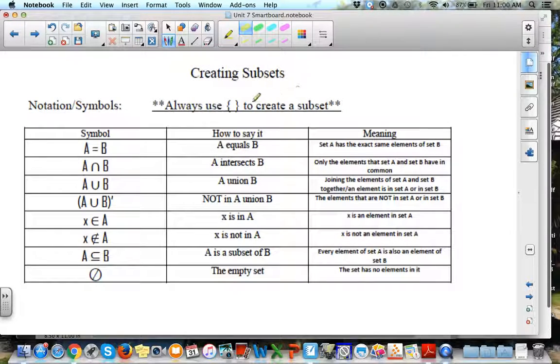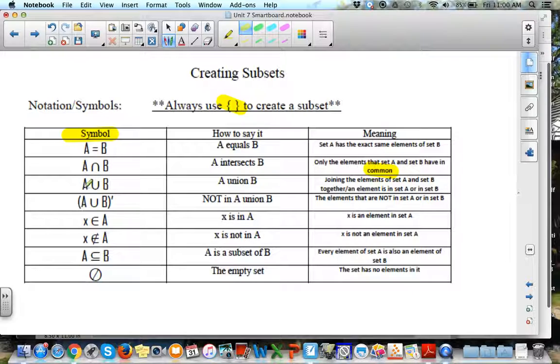Let me get my highlighter out. We've got our curly brackets. So that's important. And then these symbols are important. We've got A equals B. Set A intersects set B. Those are the elements that they have in common. When they intersect each other, it's like when 2 lines intersect, it's where they cross, they have a point in common. Well, when sets intersect each other, it's the things they have in common.